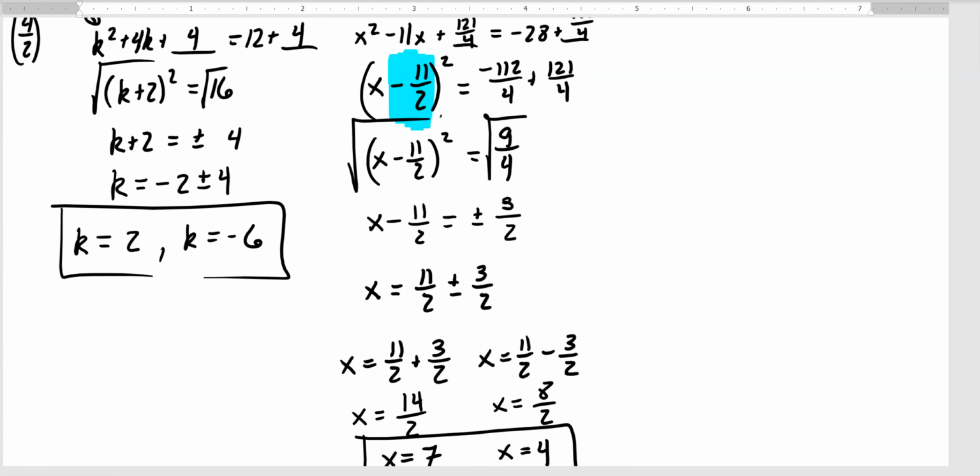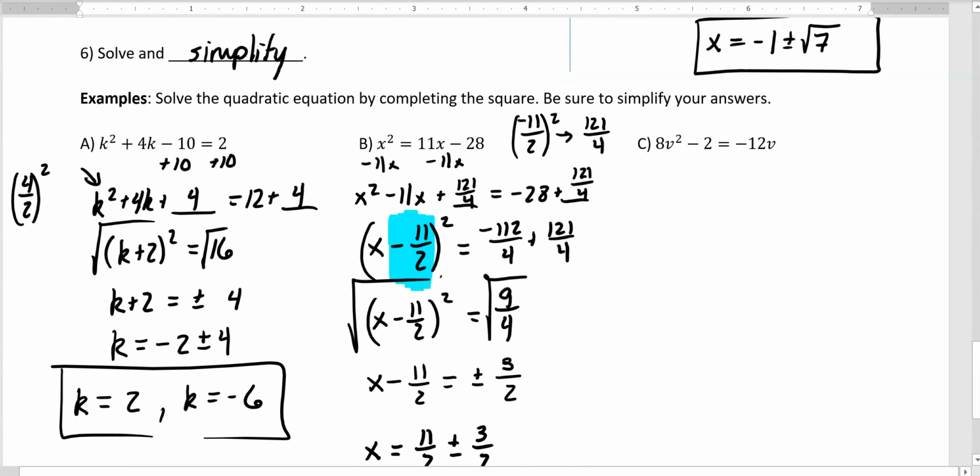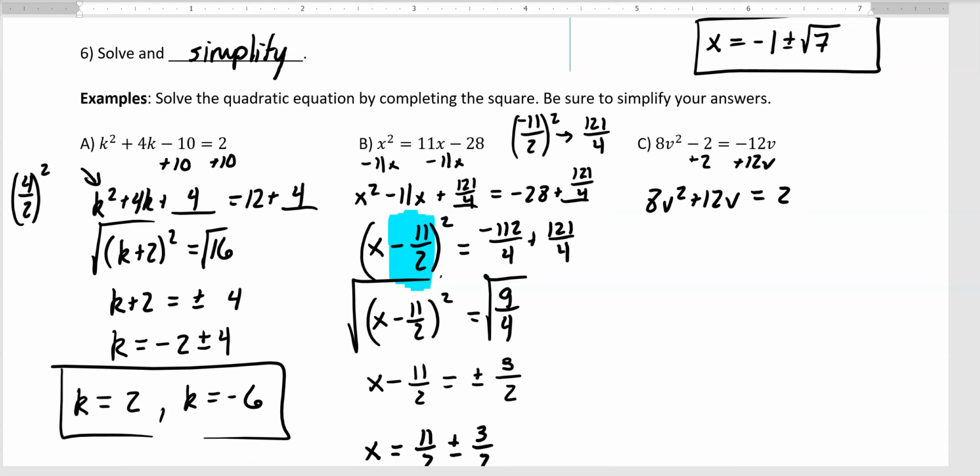All right, for our final example, let's look at letter C here. 8v squared minus 2 equals negative 12v. Oh, how fun. So let's get this all organized here. I'm going to add 12v, and I'm going to add 2 to both sides. When I do that, I get 8v squared plus 12v equals 2. And now I'm going to divide by 8. Oh boy. So when I do that, I get v squared plus 3 halves v plus blank equals 1/4 plus blank.